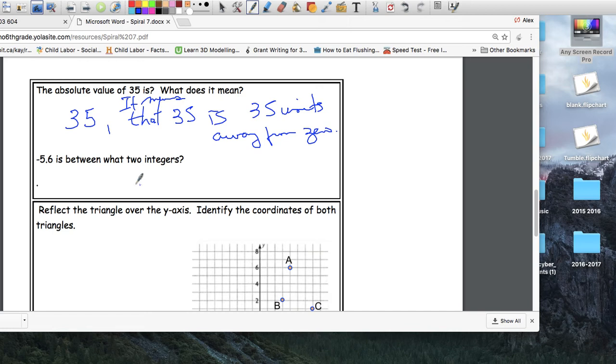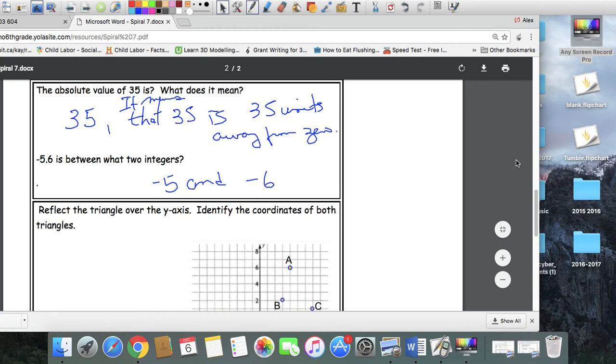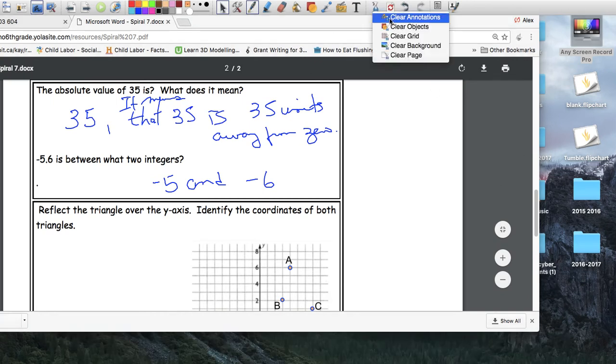Negative 5.6 is between what two integers? Well, it's between negative 5 and negative 6. That's where it is, between 5 and 6, but on the negative side. Clear.